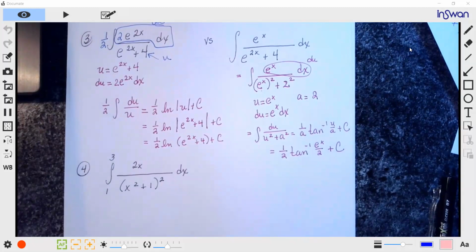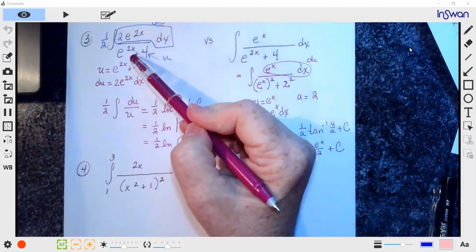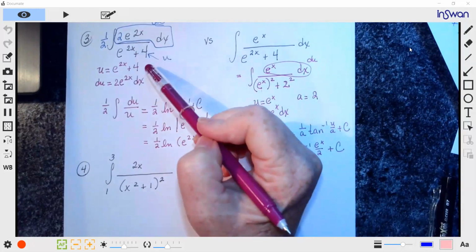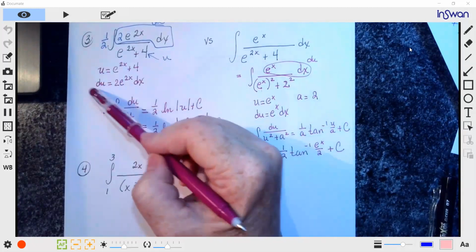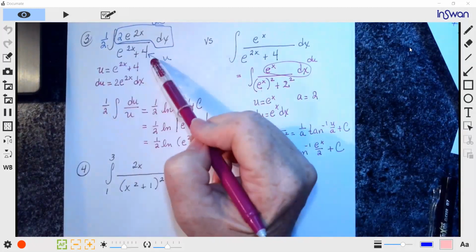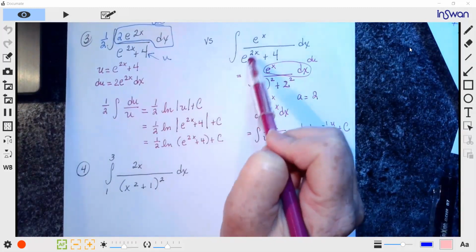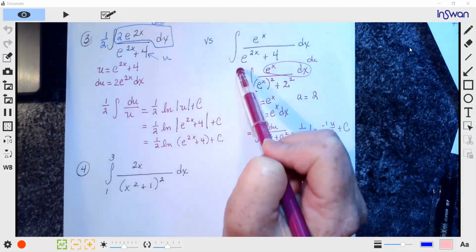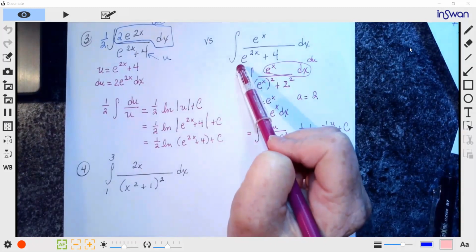So particularly with exponentials and logarithms, it depends on how the powers match up. When you have powers matching for the exponentials in the top and the bottom, sometimes you can just use your straightforward take u from the denominator. When they don't match up, you're going to be looking most of the time at an inverse trig integral.